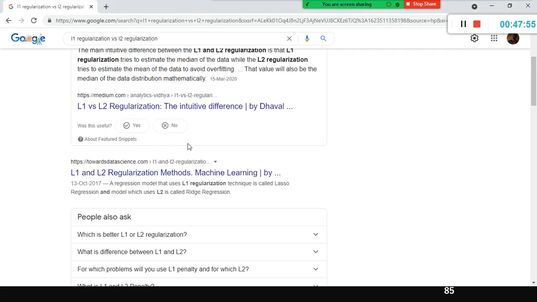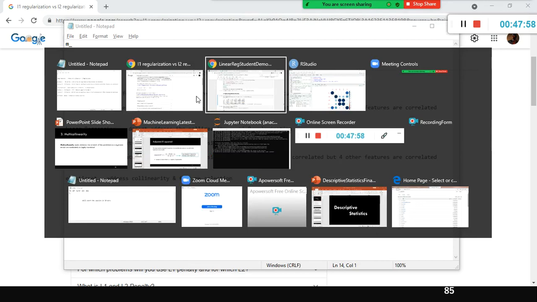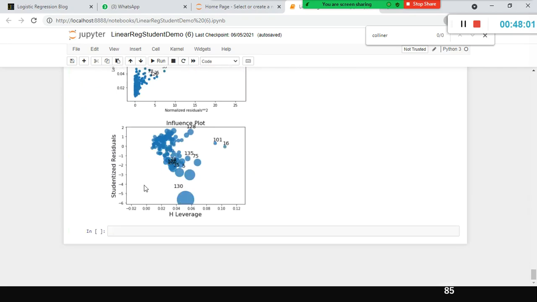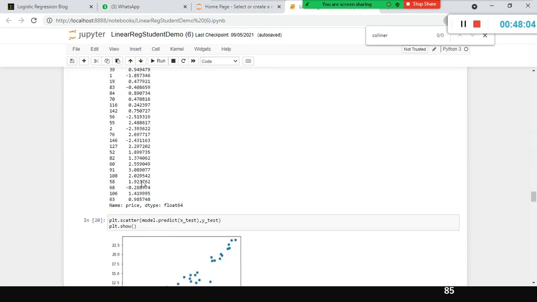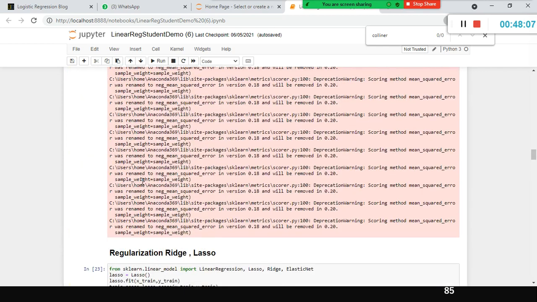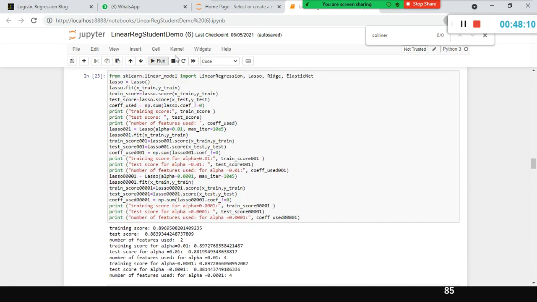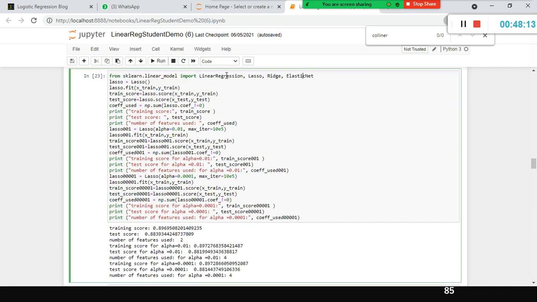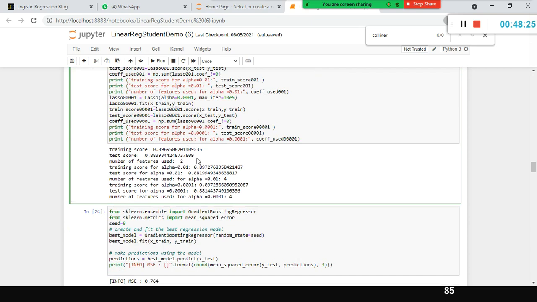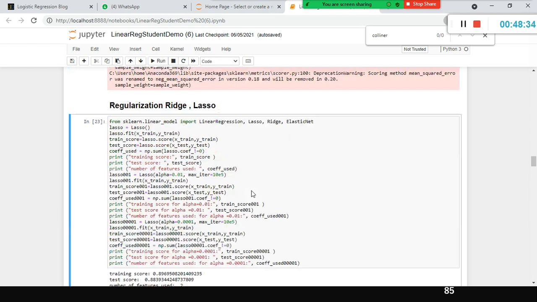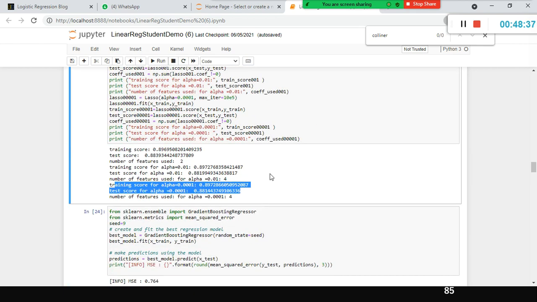I have also included that in this script. Look here: ridge, lasso, and elastic net I also used. So all of them: linear regression, lasso, ridge, and elastic net. Now I fitted my model with all four algorithms, and then I compare the training and test score for linear regression, for lasso regression, for ridge regression, and the elastic net also you can do this way.